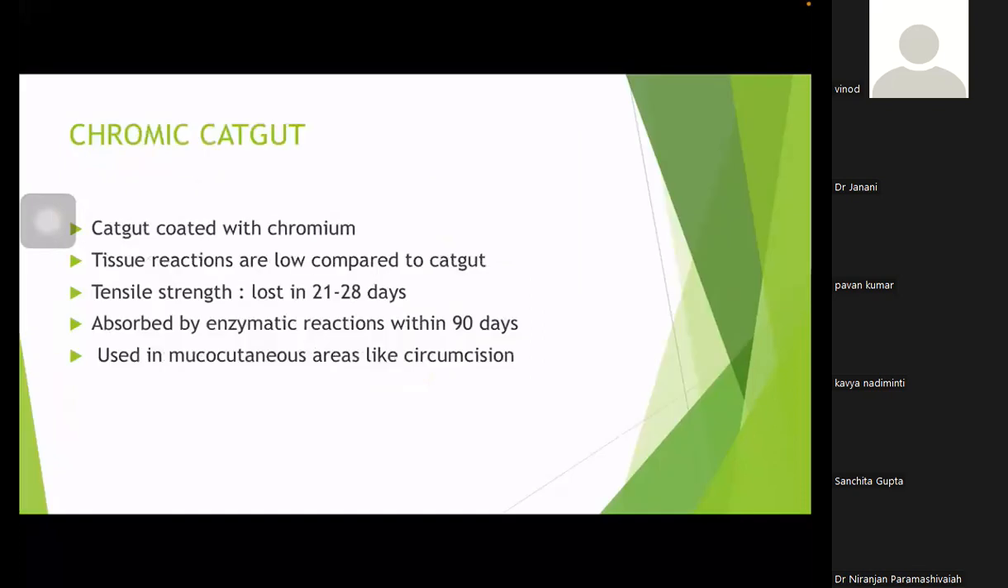Chromic catgut. Catgut coated with chromium has less enzymatic reaction compared with plain catgut, and its tensile strength lasts from 10 to 28 days compared with plain catgut. Absorbed by enzymatic reactions within 90 days, used in mucocutaneous areas like circumcisions.